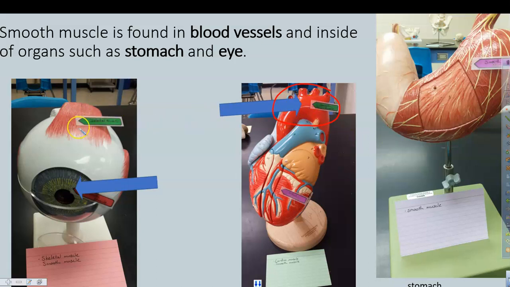And then we already saw skeletal muscle up here, but here, controlling the dilation of your eyes, we're going to see smooth muscle as well. So we've got smooth muscle here, smooth muscle up here in the blood vessels, and then in your stomach or other organs that need movement. Alrighty, that will conclude our muscles.